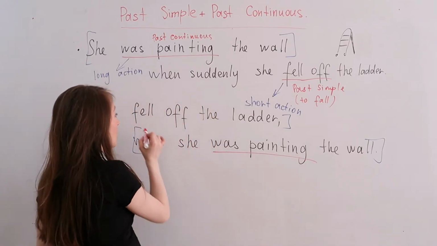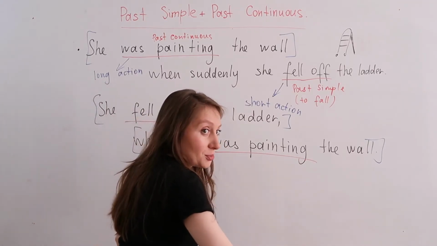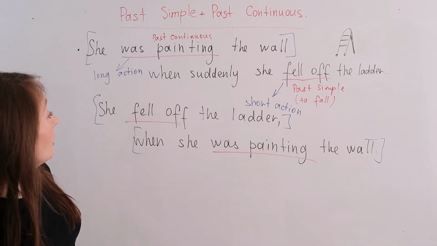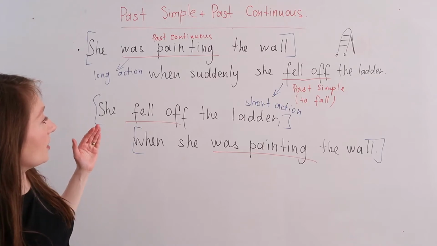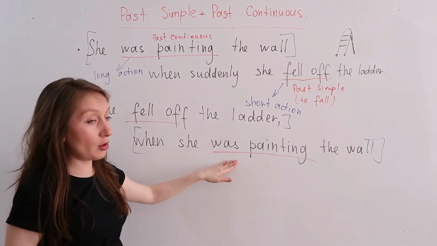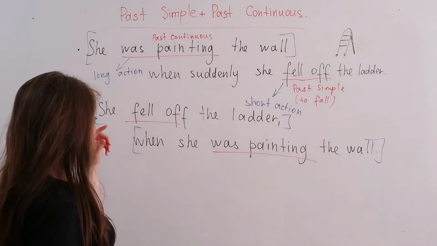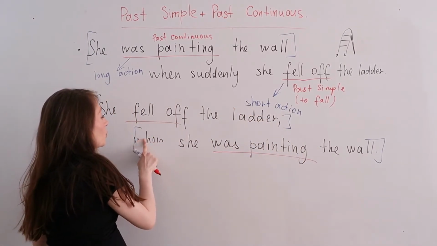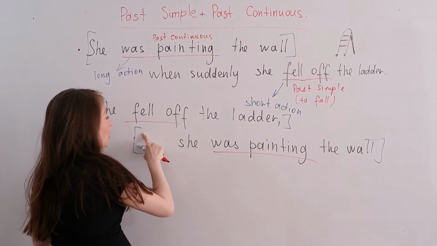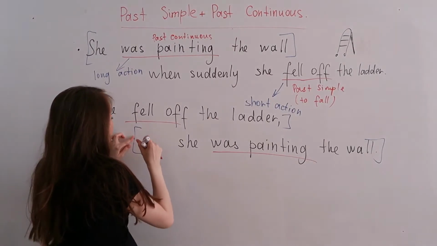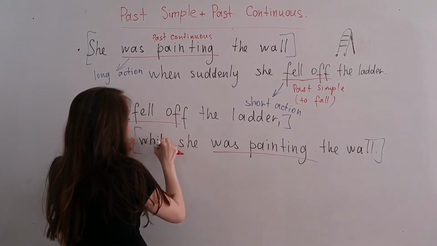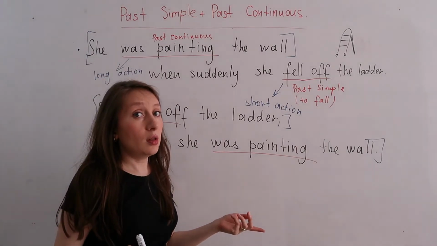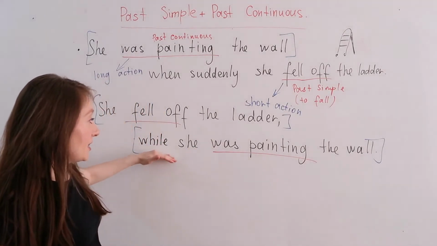This is long action. This is short action because she fell off very quickly, right? So you see, short action, long action. You can play with it. Plus, instead of when, you can also use the word while. So it underlines the process. You can say, she fell off the ladder while she was painting the wall. So when and while here, the same.